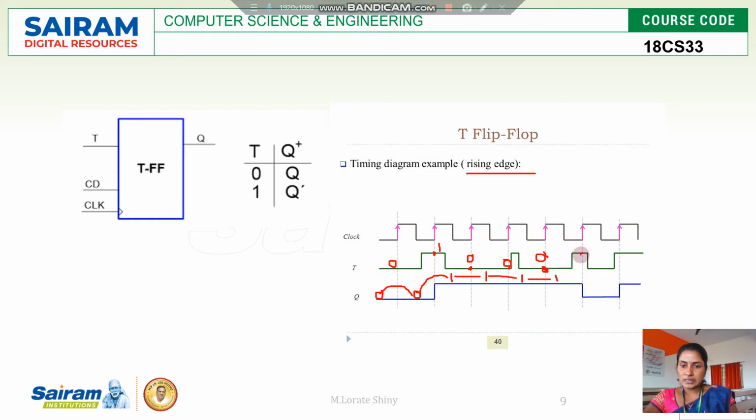Next, at this point, your T is equal to 1. If T is equal to 1, your state will toggle from the previous one. So previous state was 1, so the current state will be 0. Okay. Again, next rising edge, T is 1. 1 means it will toggle from the previous state. Okay. So 0 to 1.